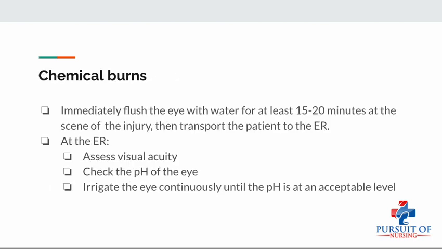Okay, chemical burn. If you experience a chemical burn, it is very important to immediately flush the eye with water for at least 15 to 20 minutes at the scene of the injury, and then transport the patient to the ER. As the bedside nurse at the ER, you're going to assess their visual acuity. You're going to check the pH of the eye and then irrigate the eye continuously until that pH is at an acceptable level. If possible, it is ideal to obtain a sample of the chemical involved, so that it can be tested and the physicians can further know how to treat it.